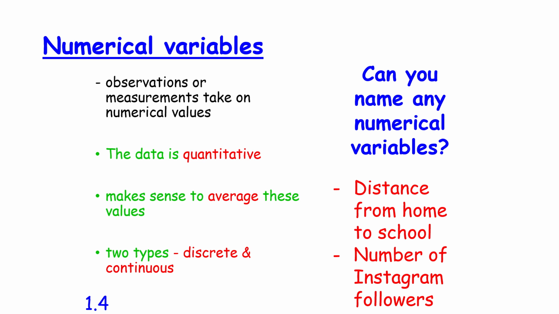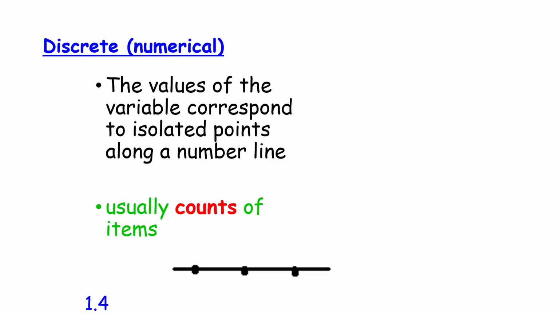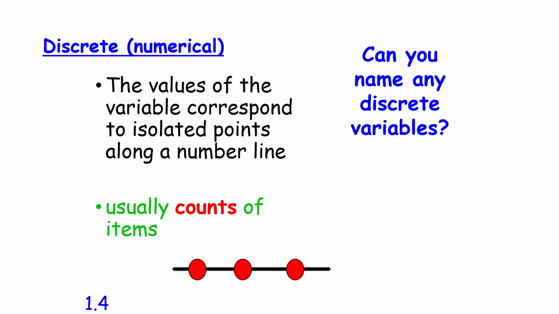Let's talk about the two types, discrete and continuous. Now, discrete are the values of the variable that correspond to isolated points along a number line. It usually counts of an item, so you can count it, right? 1, 2, 3, you can count it. Can you name any discrete variables, things that can be counted? How about the number of Twitter posts today? That would be considered discrete.